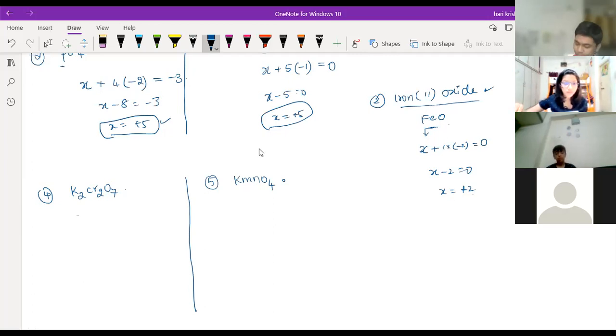That's all. The sum of all the oxidation numbers is equal to 0, right? In the case of a neutral compound. Suppose if you want chromium, take it as an X. Remaining oxidation numbers you can add and equate to 0. I'll explain that on the board. Don't worry.